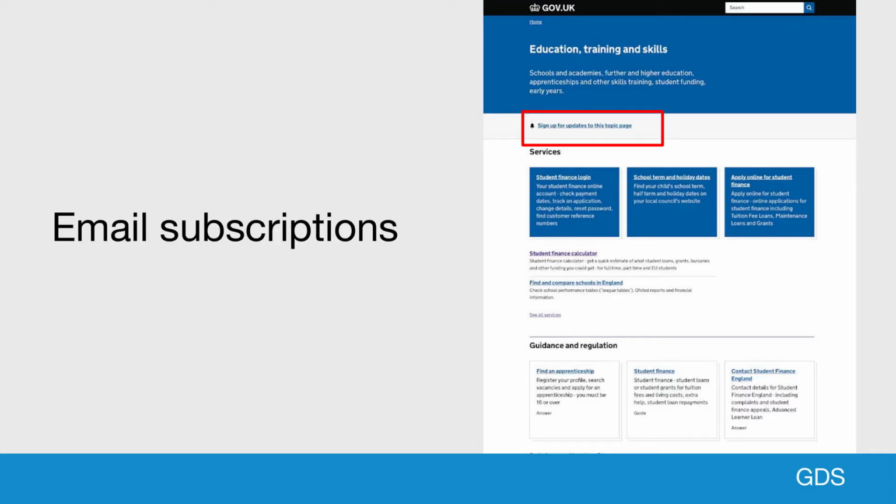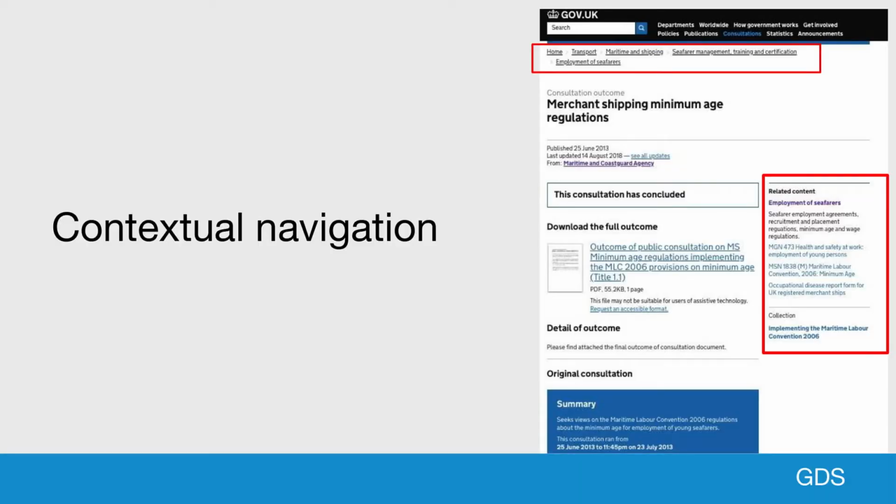But you can also get email alerts for a particular topic if there's been an update to anything in that topic. And of course, we do also use it for the contextual navigation. We have to make sure that our site is accessible to everybody, and even though we know not that many people use navigation, we've got to think of everyone when we make our site, and so we have breadcrumbs at the top and related content on the side.